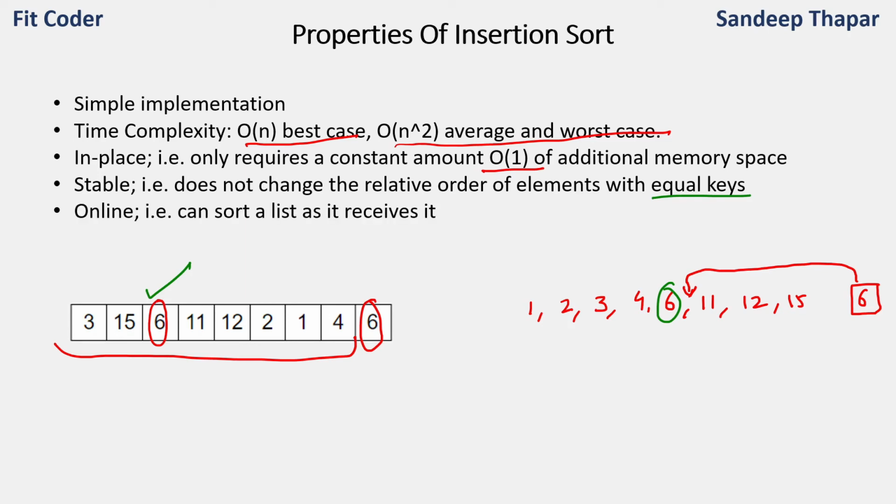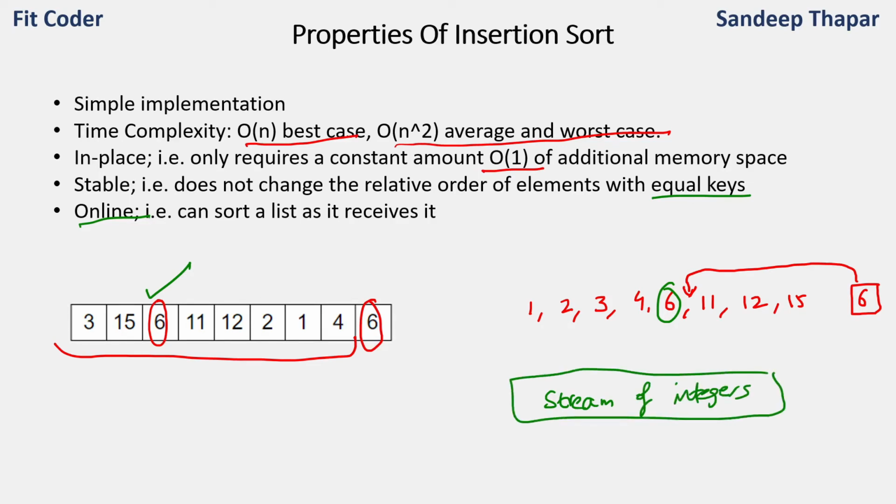And the last property is online, which means that this algorithm can sort a list as it receives it. So if we take the example that we are receiving a stream of elements, a stream of integers, let's say, and we have to sort it. So we are continuously receiving some integers and we have to keep the list sorted. So if an algorithm can do that, that means it is an online algorithm.